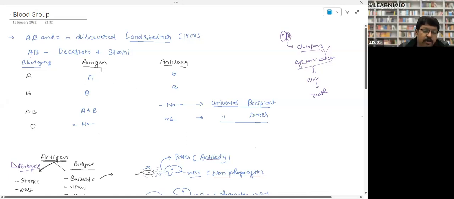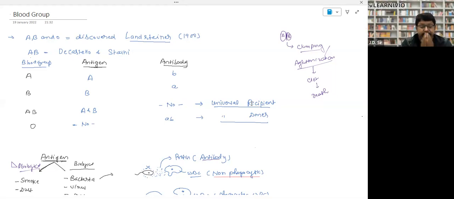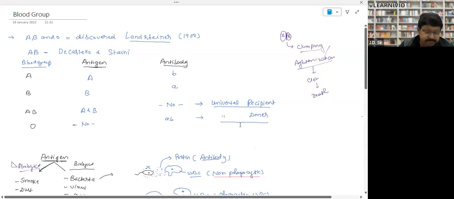In contrast, the blood group A has A antigen, but the antibody which it produces is B. The blood group B has B antigen, and the antibody it produces is A. AB blood group does not produce any antibody. That's why this is the universal recipient. It can take blood from anyone else, any blood group. O blood group does not have any antigen, but it has A and B antibodies. That's why it can be given to anyone. That's why this is called universal donor.